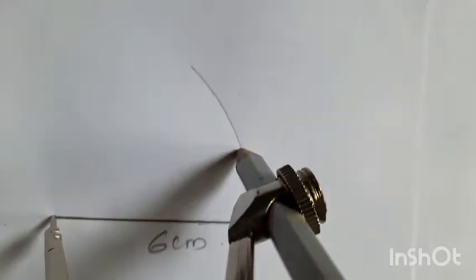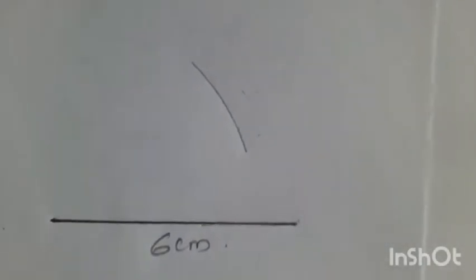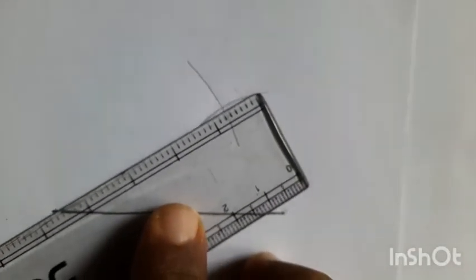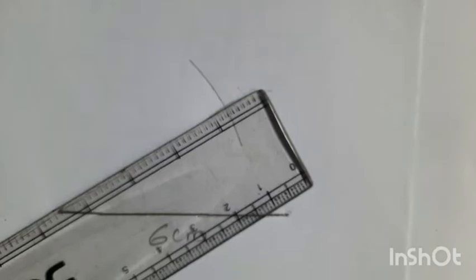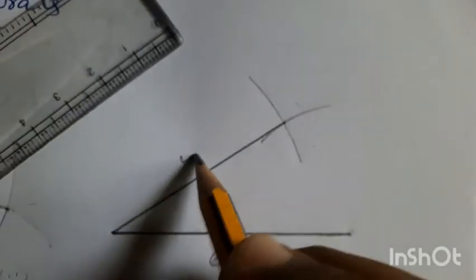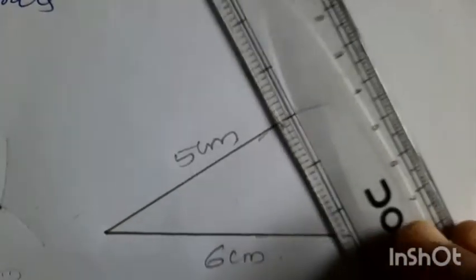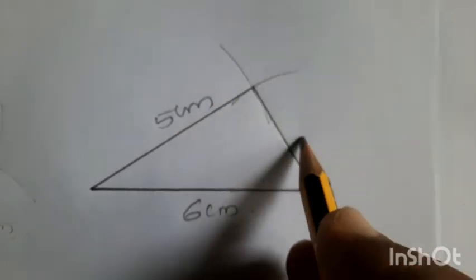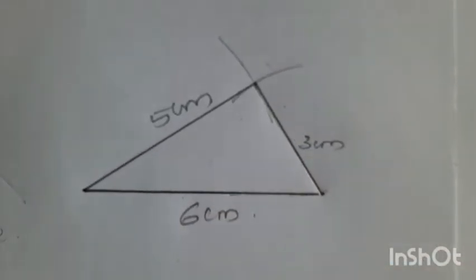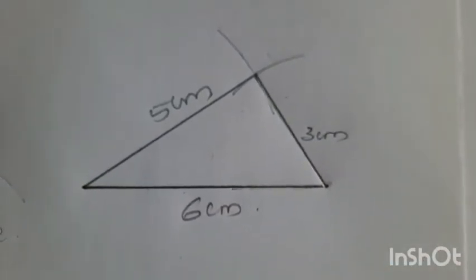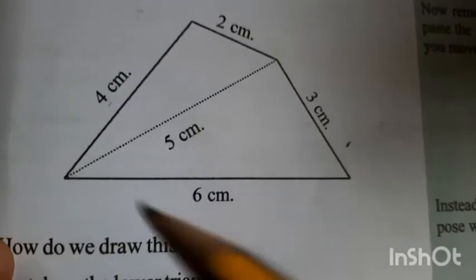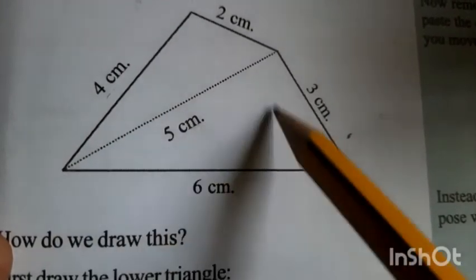From here a 5 centimeter arc, from this point draw an arc of 3 centimeter. Then you have to join the lines and complete the triangle. 5 centimeter, then join this one with the 3 centimeter. We got 3 centimeter. So we got a triangle now. Then you have to complete the next triangle on this side. Now you got this triangle.